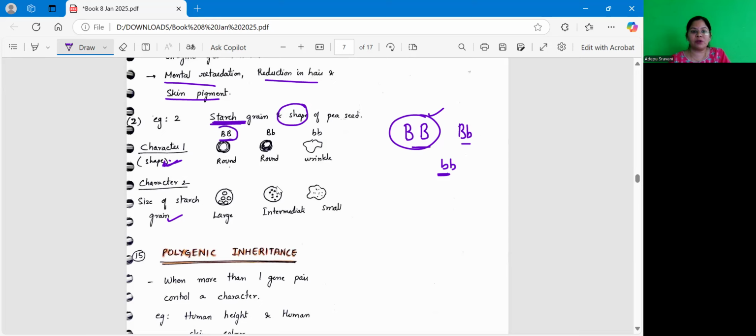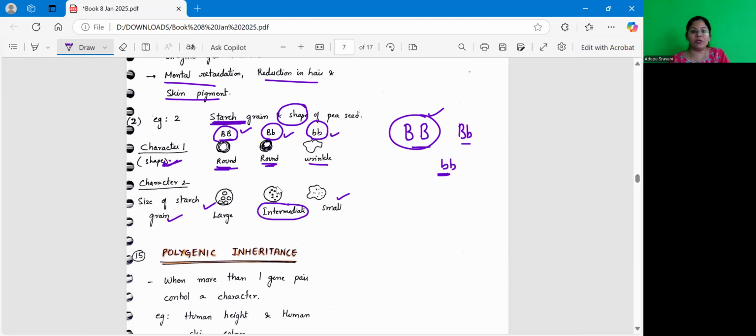If it is homozygous dominant, it will be round. Homozygous recessive, it will be wrinkled. And if it is heterozygous, it will be again dominant. That is, round is a dominant seed. Understood? But the same gene, if it is present in this genotype, what happens to the size of starch grain? If it is homozygous dominant, that is capital B, capital B, it will be large. If it is homozygous recessive, the starch grain will be small. But if it is heterozygous, instead of large starch grain, we are getting intermediate.